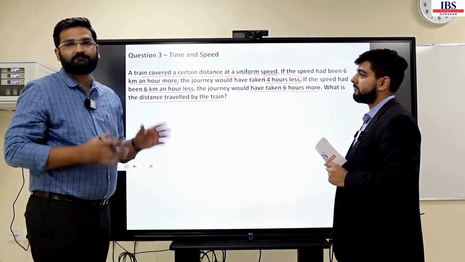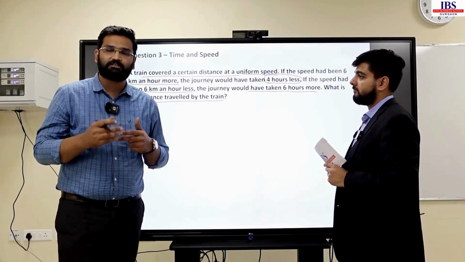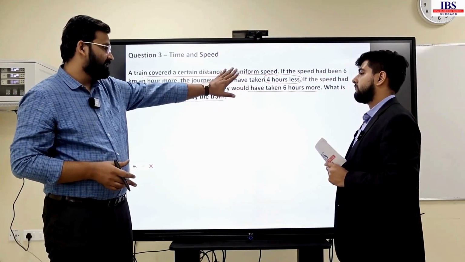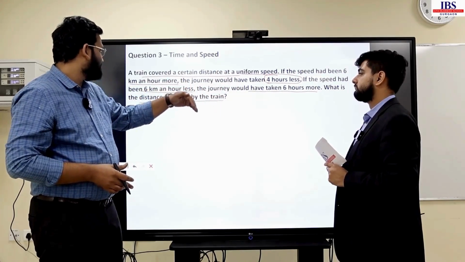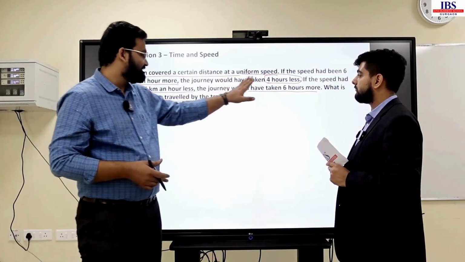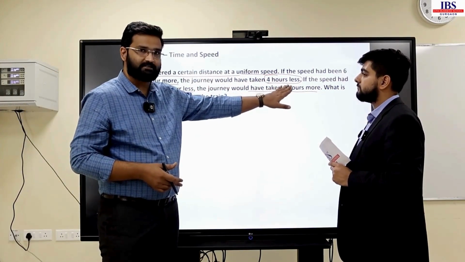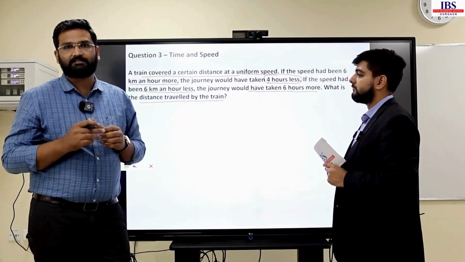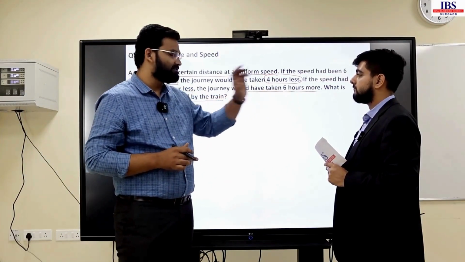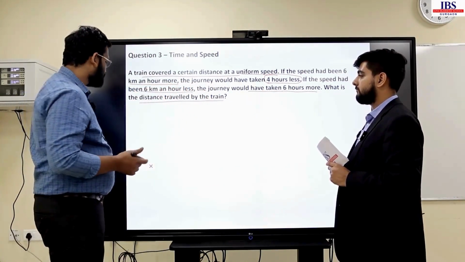So again, let us first understand what this question is saying. This question consists of two statements. First is saying that if the train is moving at a speed of 6 km faster, then the same distance is traveled in 4 hours less time. And if the condition reverses, that the speed is decreased by 6 km, then the time taken to cover the same distance is 6 hours more. So how to solve the question?